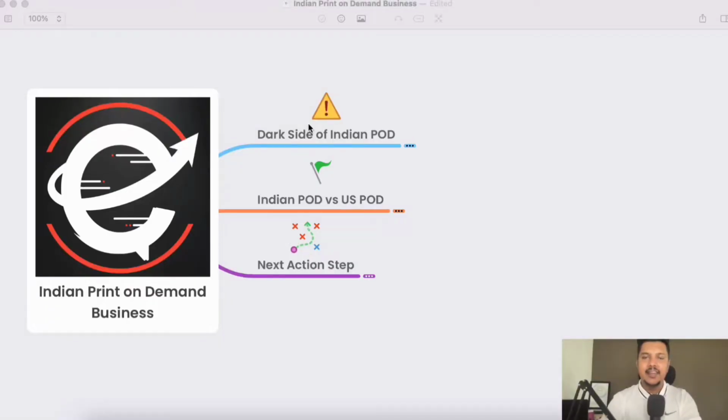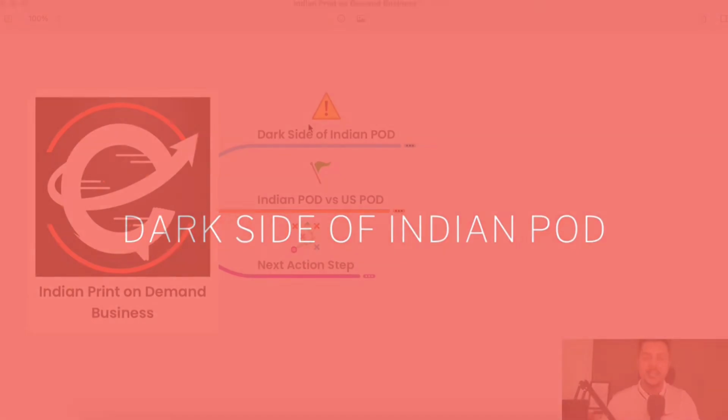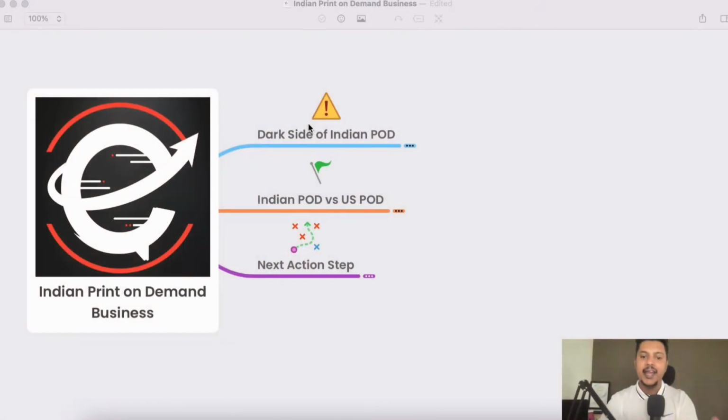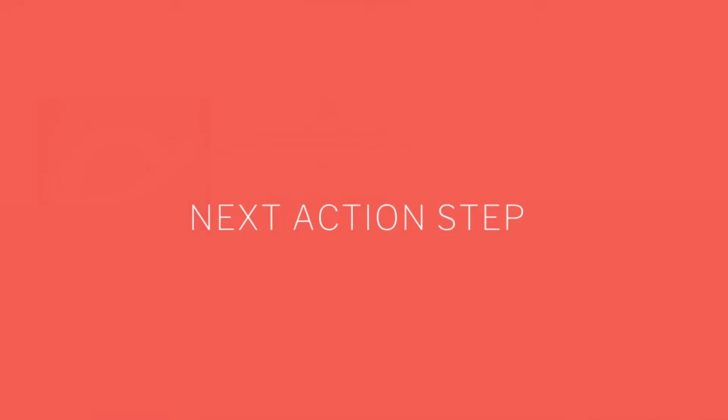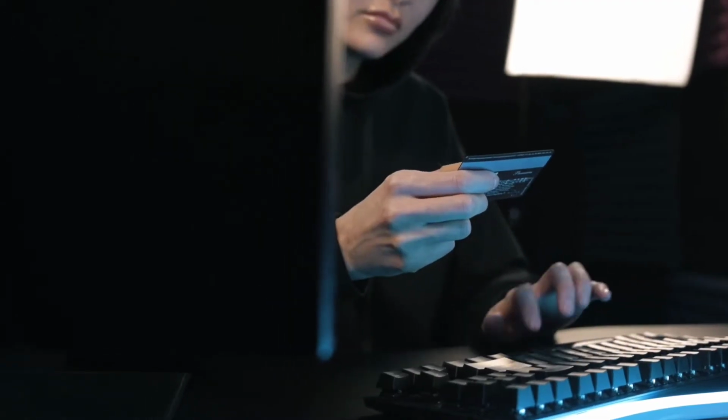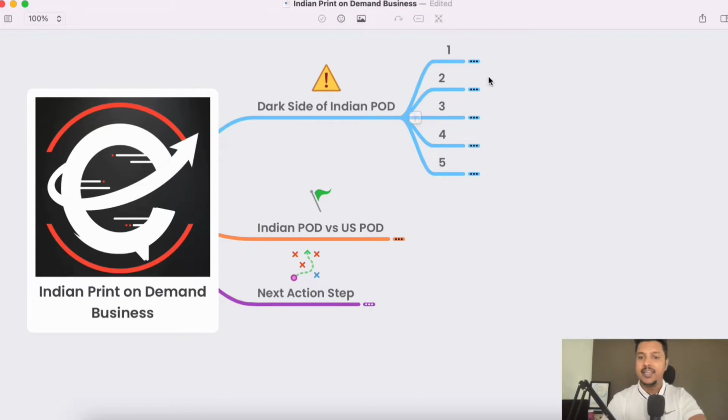Today we're going to look into three topics: the dark sides of Indian print on demand, how Indian print on demand is different from US print on demand, and I'm also going to give you a next action step you need to take. All right, let's jump into the mind map and discuss the dark sides of Indian print on demand. I'm going to give you 5 points.